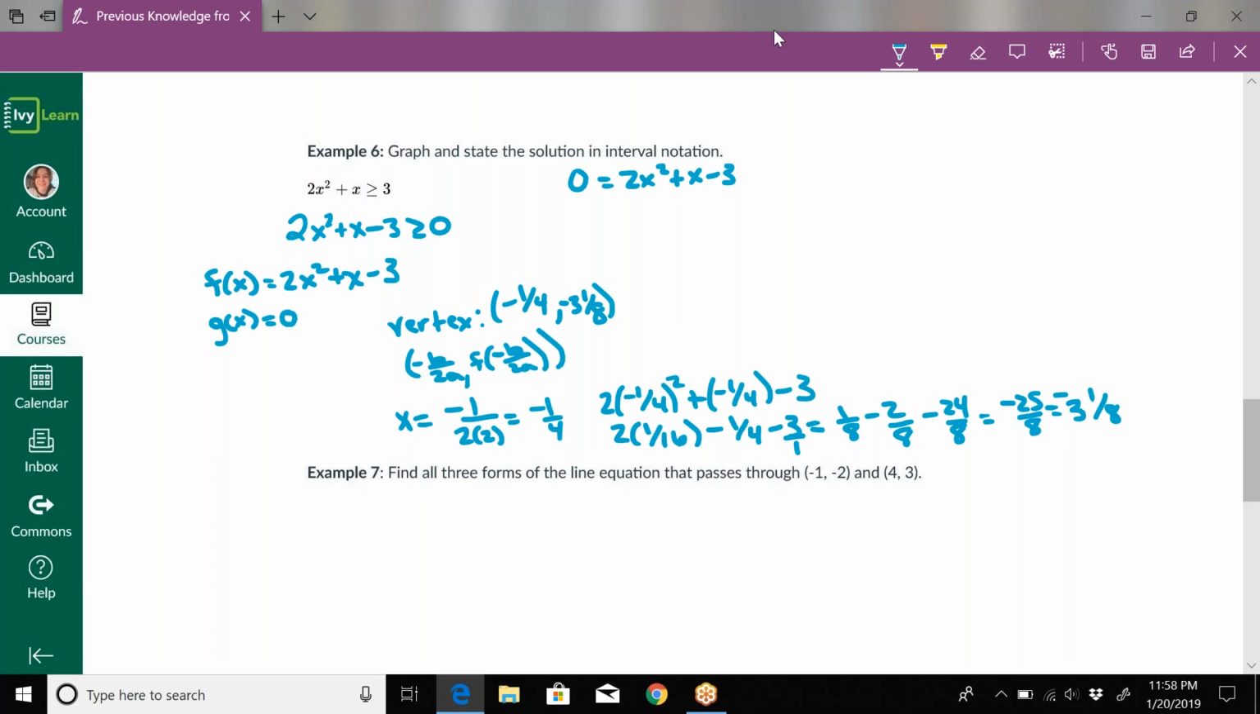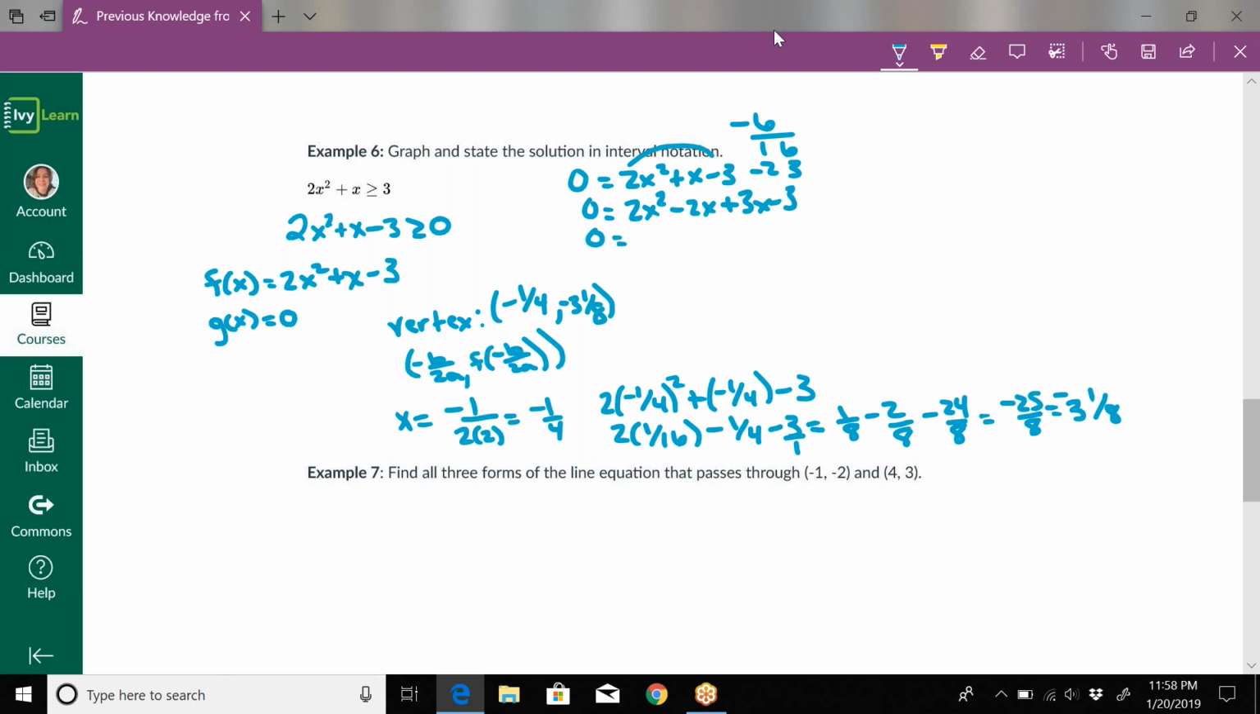Since this is a trinomial with a non-1 in front, you would do 2 times negative 3, which is negative 6. 1 and 6, 2 and 3. Looks like if we use a negative 2 and a positive 3, that will factor. So this would be 2x squared minus 2x plus 3x minus 3.